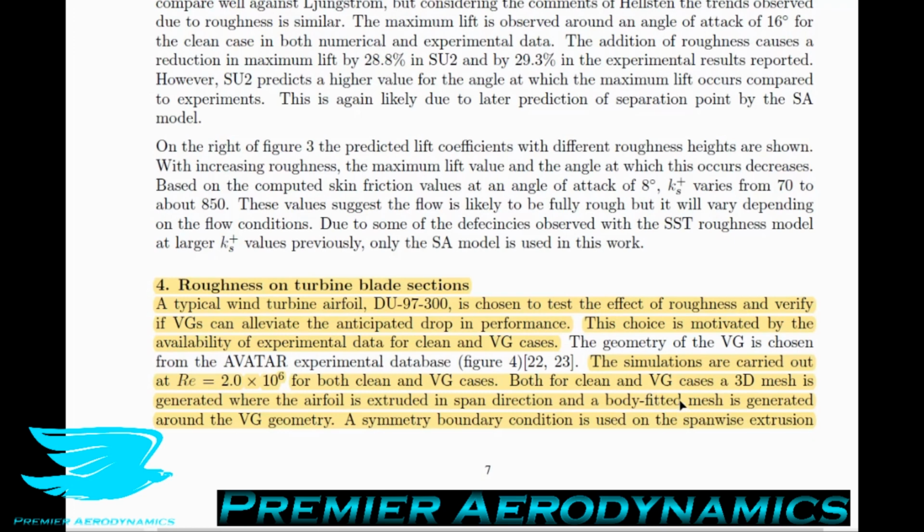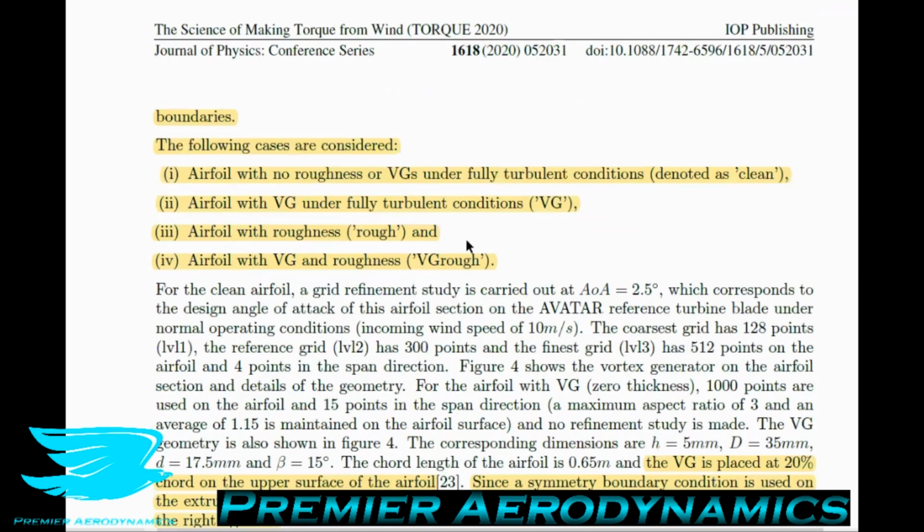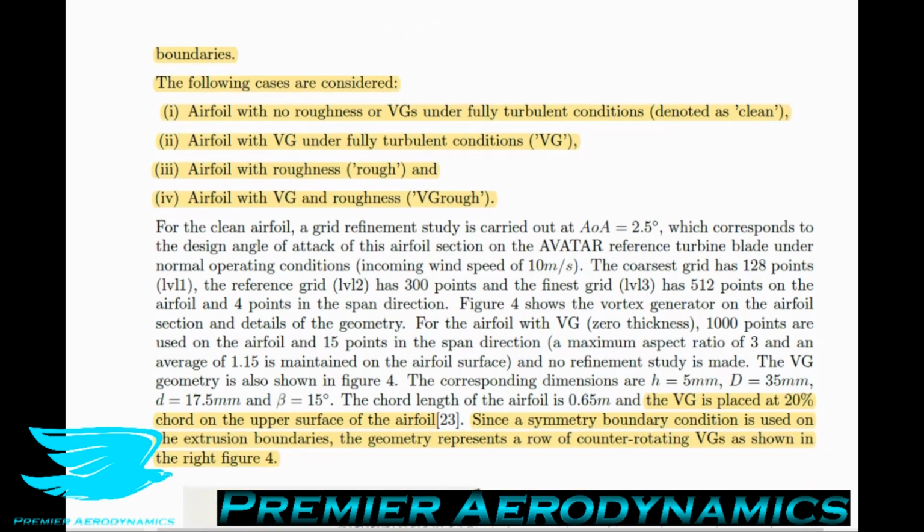So a symmetry boundary condition is used on the spanwise extrusion boundaries, and the following cases are considered. So an airfoil with no roughness or vortex generators under fully turbulent conditions. This is denoted as clean. The second condition is airfoils with vortex generators under fully turbulent conditions, so no roughness, but just airfoils. The third condition is no vortex generators, but roughness. And then finally, the fourth case is vortex generators and roughness. The reason why they looked at these four cases is they want to see if the vortex generators can alleviate the problems that surface roughness incur, which is the reduction in the lift and increase in drag.